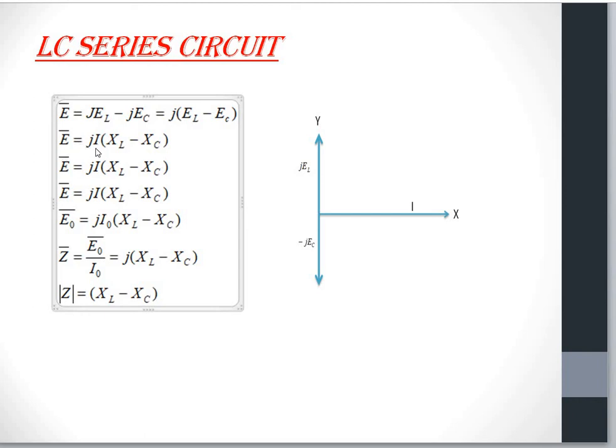So E is equal to J into I into XL minus XC. So we can take I0 outside. E0 is equal to J into I0 into XL minus XC. അതായത് ഇതിൻ്റെ മാക്സിമം വാല്യൂ, അത് ആംപ്ലിറ്റ്യൂഡ് ഈസ് ഗിവൺ ബൈ E0. So Z, the complex impedance of the circuit, is given by E0 by I0. അല്ലെങ്കിൽ വെക്റ്റർ ഇംപിഡൻസ് എന്ന് പറയും. That is given by J into XL minus XC. So Z ന്റെ വാല്യൂ എന്ന് പറയുന്നത് XL minus XC. Okay.